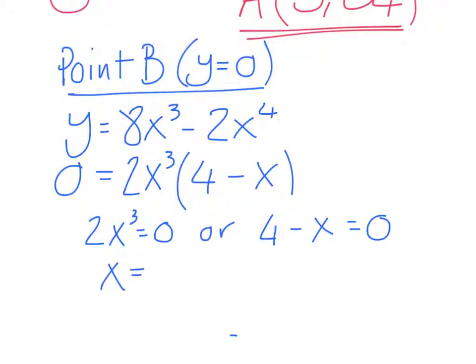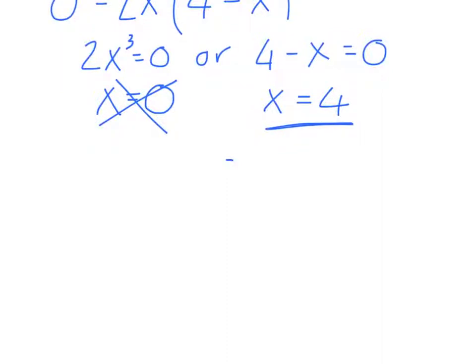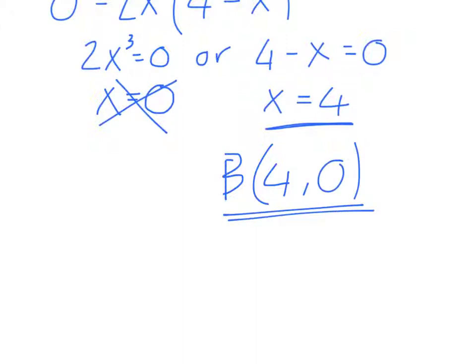So for the first one that would mean x equals 0, and for the second one that would mean that x would be equal to 4. So thinking back to the diagram again, x equals 0 is the point at the origin, the root at the origin, so it's not that one we're looking for. We're looking for the one further along the x-axis, which means we must be looking at the point where x equals 4. So now that we know x equals 4, we already know that it's on the x-axis, which means y equals 0. So that makes point B the point (4, 0). That's the end of part A.